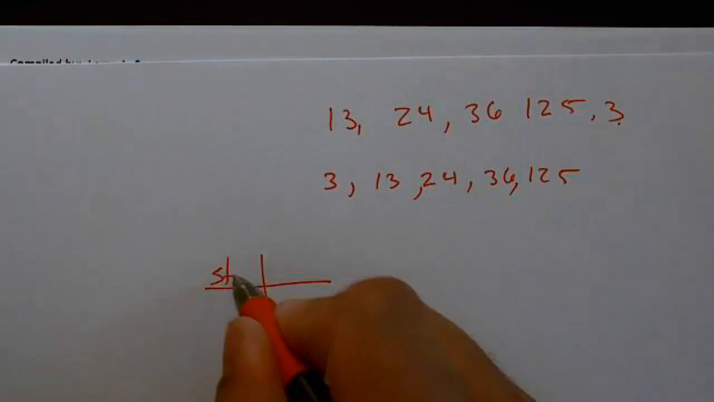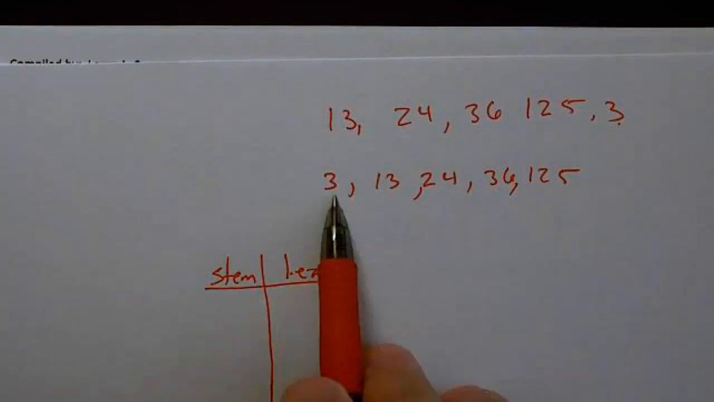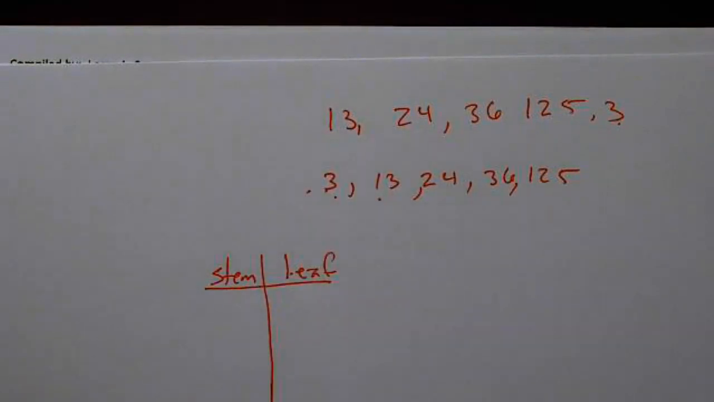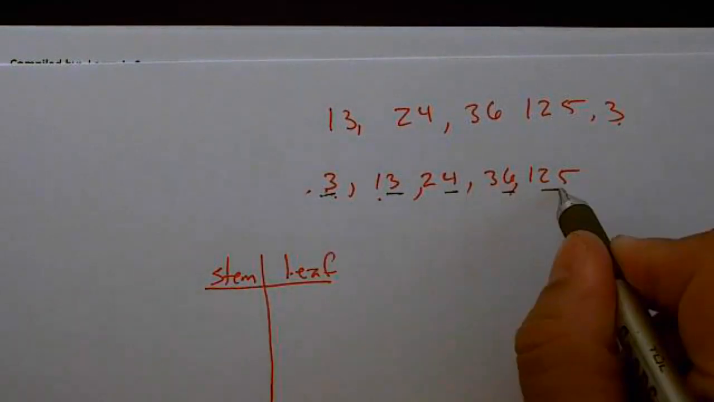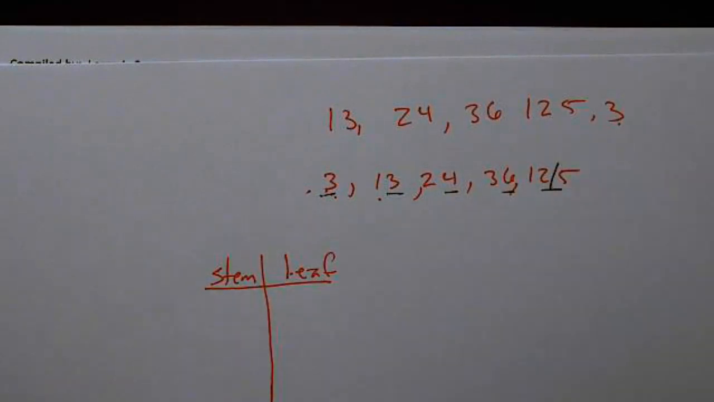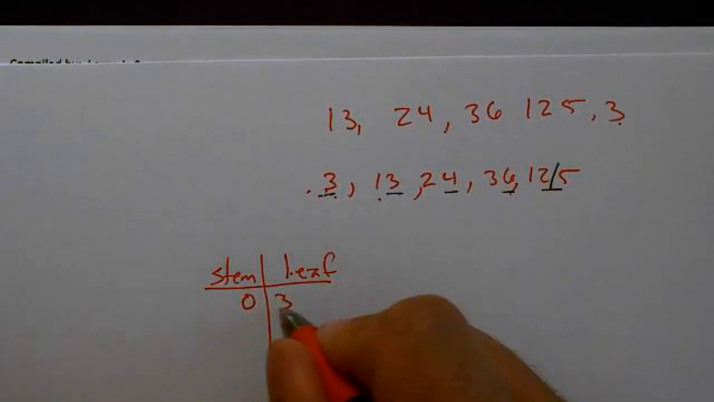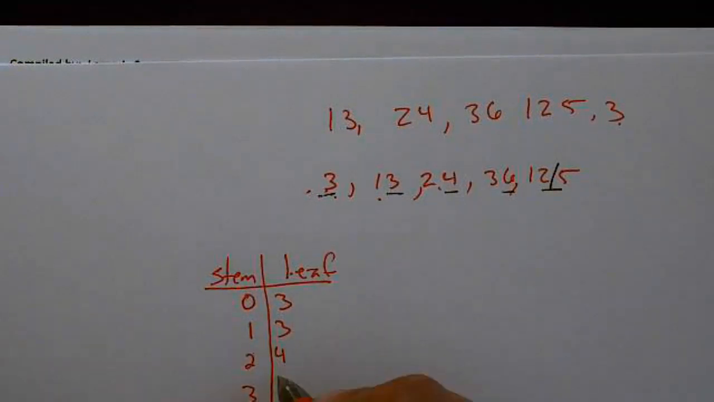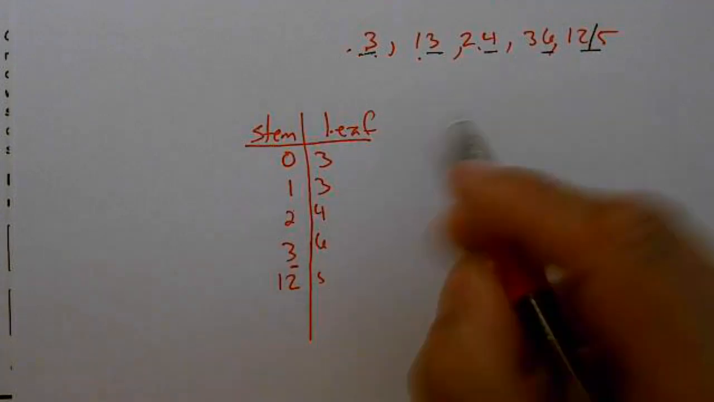This would be my stem, and this would be my leaf. Well, this first value was a 3. The leaf is always going to be the rightmost value. So for this one it'll be the 3, here it'll be a 3, here it'll be a 4, 6, and then a 5. My stem in this case would be the tens digits, and since there's 0 tens, it'd be a 0. This would be 13, this would be 24, this would be 36, and this would be 125. I would have skipped a ways down to get the 125, so there would have been empty space there.